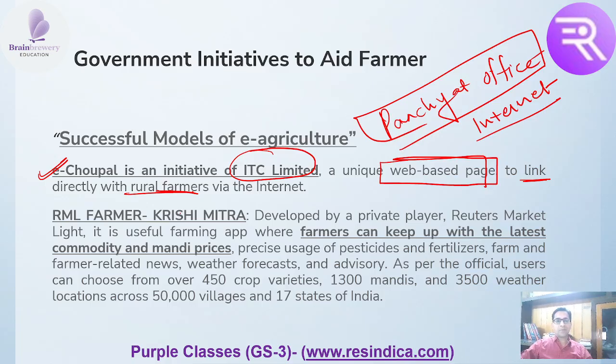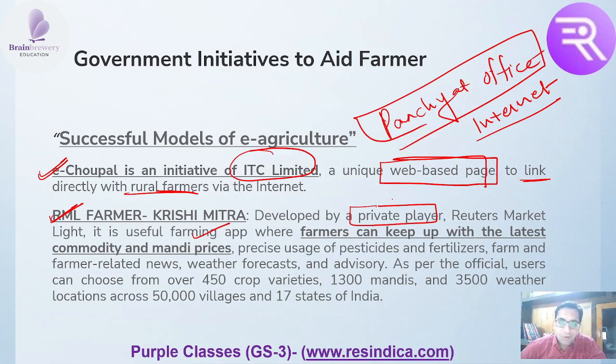Then RML Farmer Krishi Mitra. This was developed by a private player. It is a farming app. The main thing is that it solves the issue that earlier the farmer didn't used to get the rates in the mandi, what the rate is at this market, and at that market. In this RML Farmer Krishi Mitra, you will get proper rates of various mandi prices, the price of that commodity, and whether you are selling at a proper price or not. So nobody will be able to fool you.